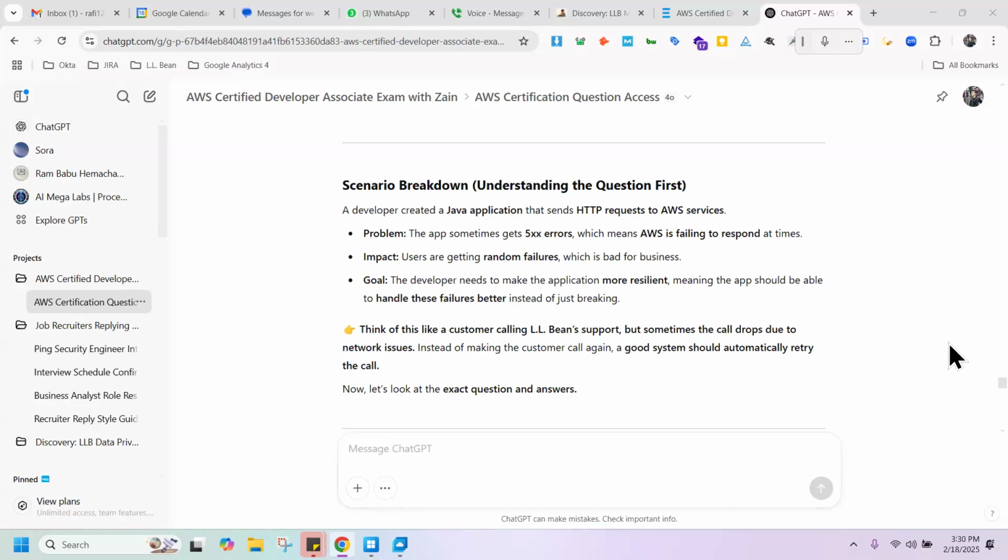Meaning the app should be able to handle this failure better instead of just breaking. So if this type of error comes, then your website must be more resilient. More resilient means it should handle this error more efficiently, right? And doesn't give us this error. Now we will match this scenario with your actual project. So you can read it.